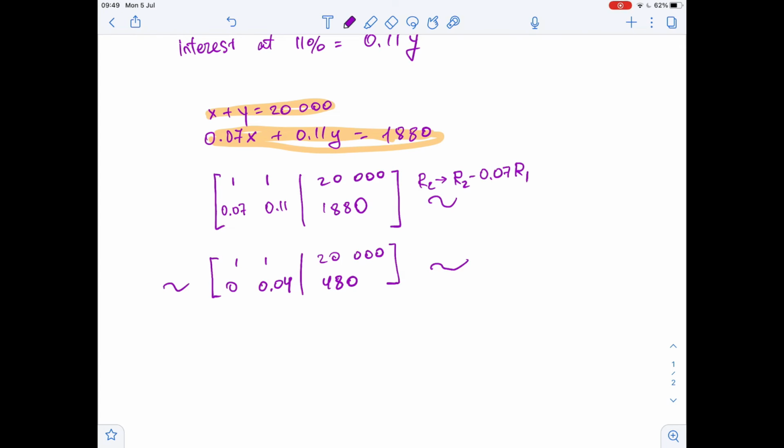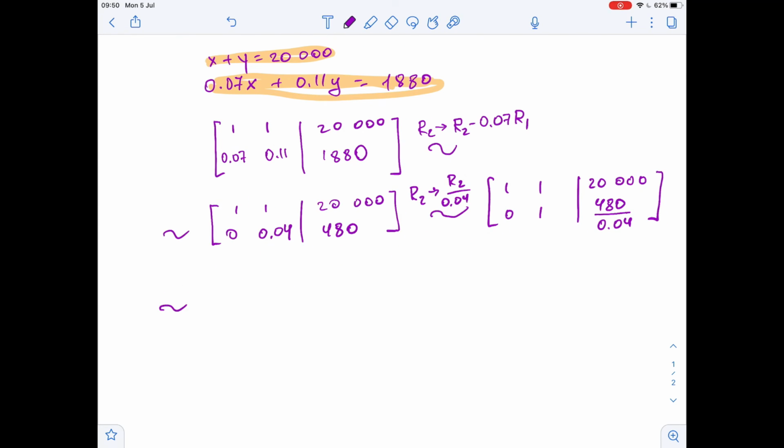Our next step is to divide the second row by 0.04. So row 2 becomes row 2 over 0.04. And here, again, the first row stays the same, 1, 1, 20,000, but the second row becomes 0, 1, and then 480 over 0.04.